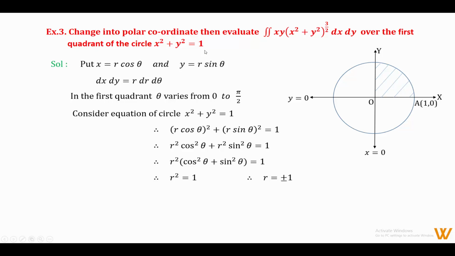But in the first quadrant the value of r is only positive, plus 1. The initial value of r is 0, which means r varies from 0 to 1. In the first quadrant r varies from 0 to 1 and theta varies from 0 to pi by 2. Therefore, double integration of xy into (x square plus y square) raised to 3 by 2 dx dy is equal to the integration with limit theta varies from 0 to pi by 2, and the second integration with limit r varies from 0 to 1.